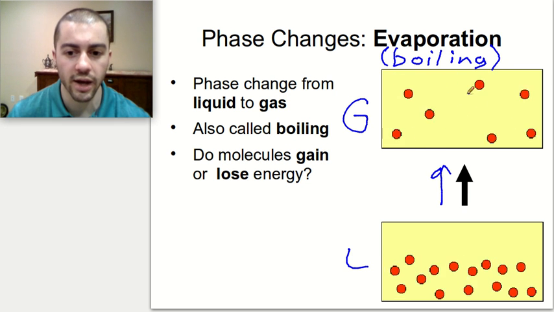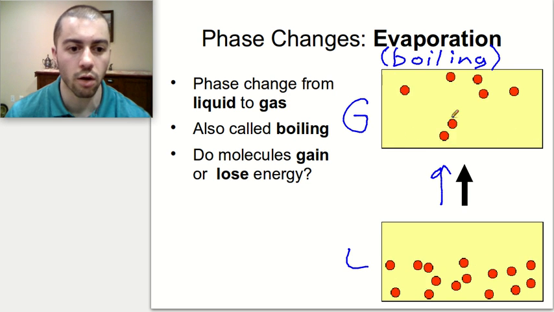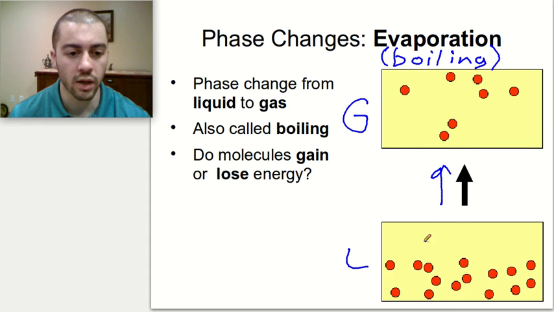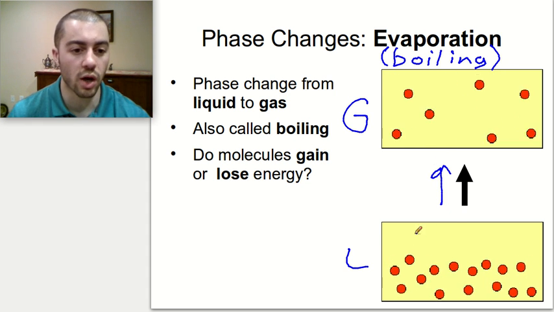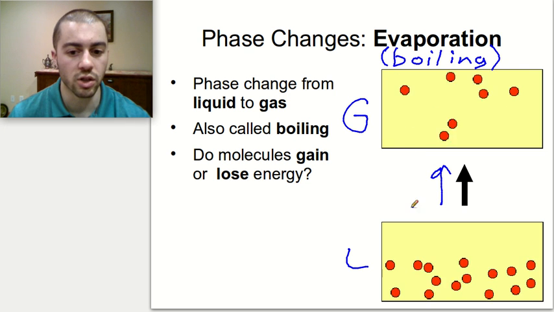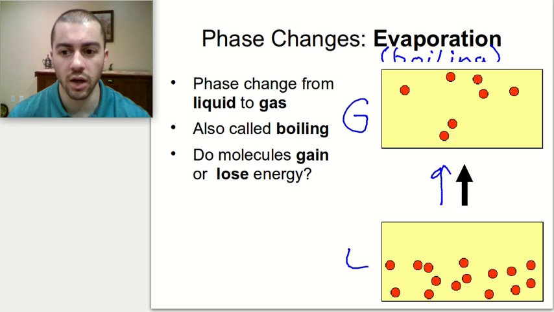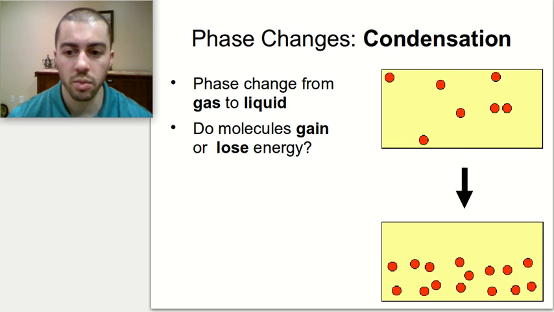These are really high energy particles. They're just flying all over the place here. This is going to be a lot higher energy. So when we're doing the boiling or evaporation process, we're going to gain energy as we go from liquid to gas. And then the opposite of evaporation would be condensation.